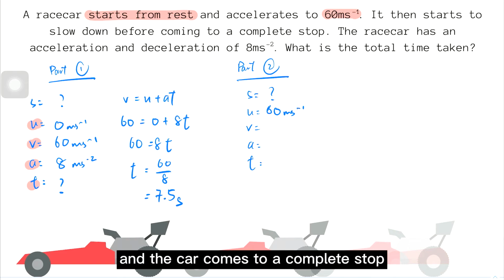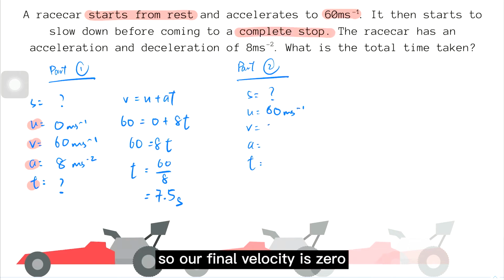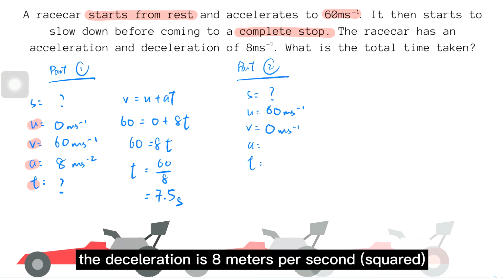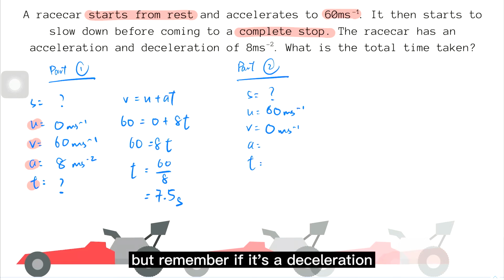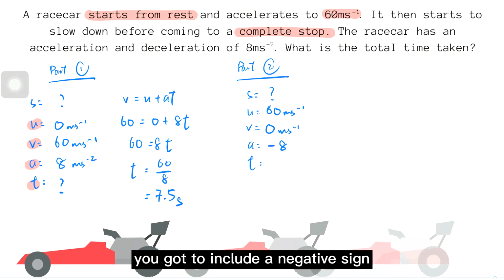And the car comes to a complete stop. So our final velocity is 0. The deceleration is 8 meters per second squared. But remember, if it's a deceleration, you've got to include a negative sign.